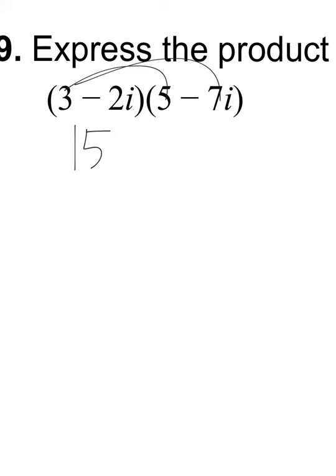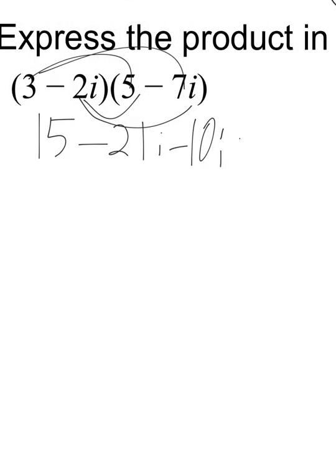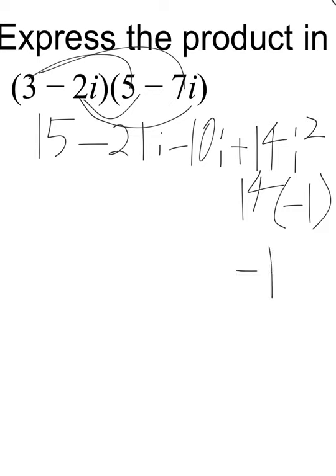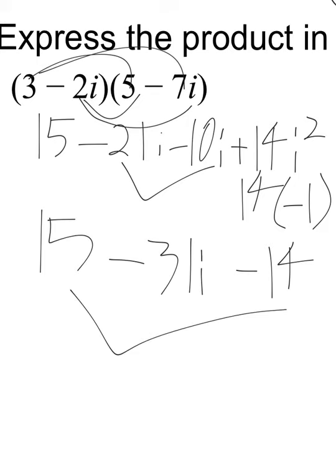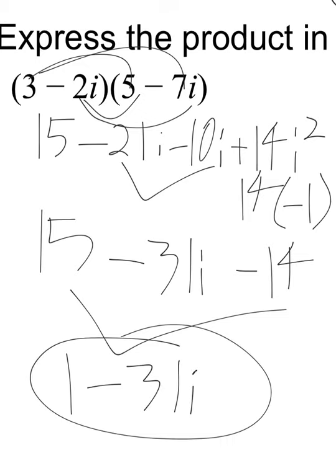3 times 5, 15. 3 times negative 7i, negative 21i. Negative 2i times 5 is negative 10i. I mean, I showed you how to type it in, so it's the same process. But negative 2 times negative 7 is positive 14. i times i is i squared. Turn that i squared into a negative 1. So positive 14 times negative 1 makes a negative 14. Combine these two terms. That's a negative 31i. And then we have 15 minus 14. That's 1. 1 minus 31i. And that's all there is to that.